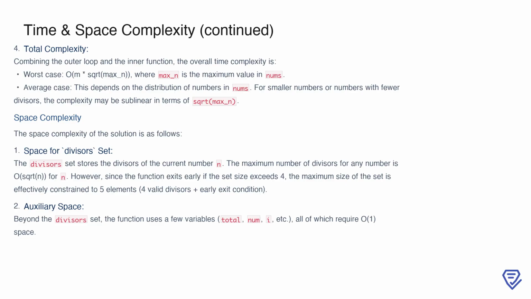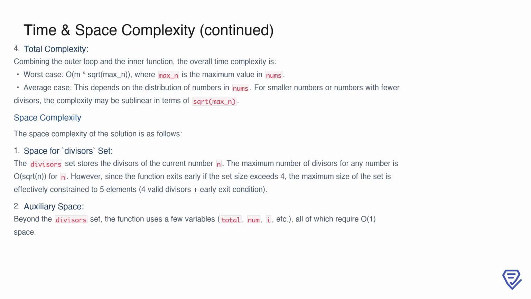For the average case, the complexity depends on the distribution of numbers in nums. Smaller numbers or those with fewer divisors often result in fewer iterations, making the complexity sublinear with respect to sqrt max_n. Shifting to space complexity, the main factor here is the divisors set, which stores all divisors of the current number. Theoretically, a number can have up to O(sqrt n) divisors, but the early exit optimization ensures that the set size never exceeds 5 elements, 4 valid divisors plus 1 extra check. This effectively bounds the space usage of the set.